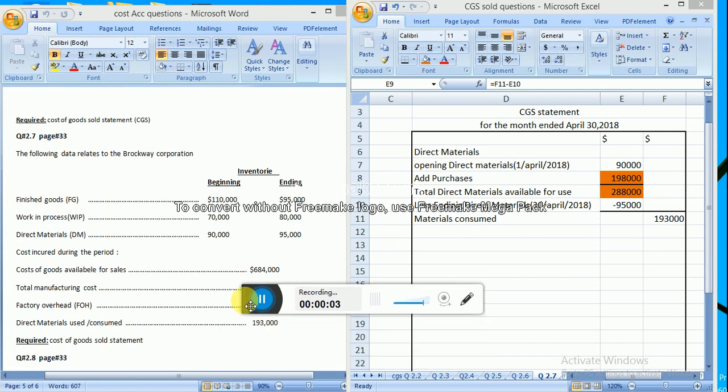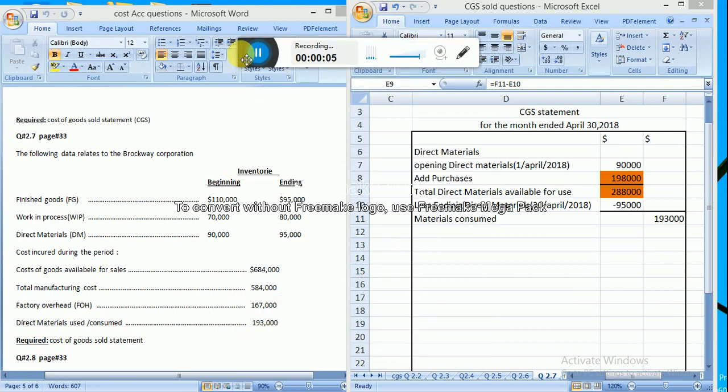So now we will proceed with our remaining question. Okay, total material consumed we reached, and due to that we find out the missing purchases and the total material available for use. Now the 1,93,000 material is used in the month of April.